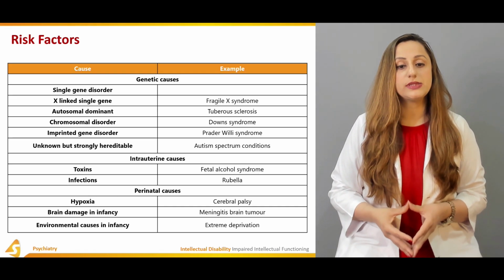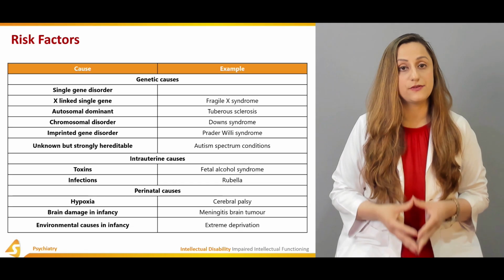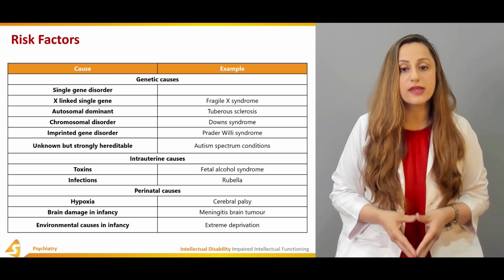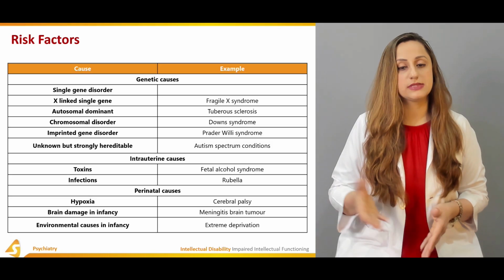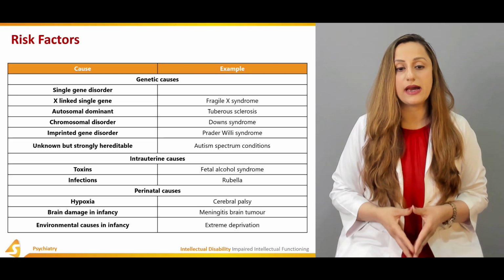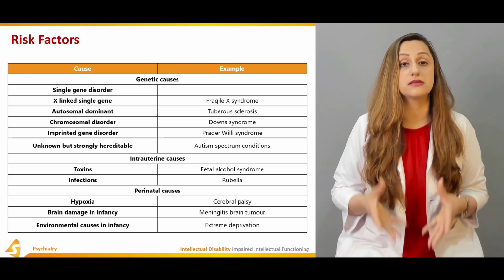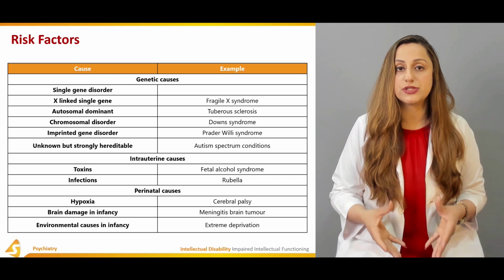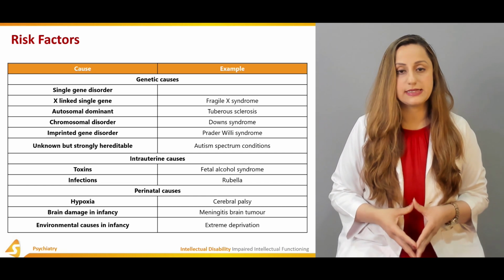Now, talking about the intrauterine causes, it can be the infections, as we've already emphasized, and then we have the toxins as well. Talking about the toxins, alcohol can result in fetal alcohol syndrome, and then we have infections such as rubella, measles, mumps, and toxoplasmosis. All of these can result in the mental retardation of the child as well.